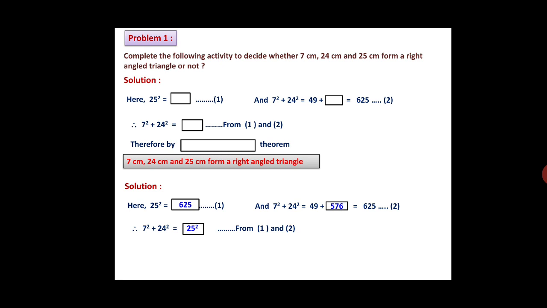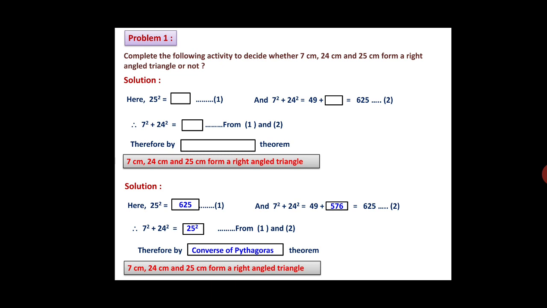So 7 square plus 24 square, here it will be 25 square, say from 1 and 2. So therefore, by the converse of the Pythagoras theorem, we can write that this is forming a right angle triangle. The measures 7, 24 and 25 centimeters form a right angle triangle. This is the one problem.